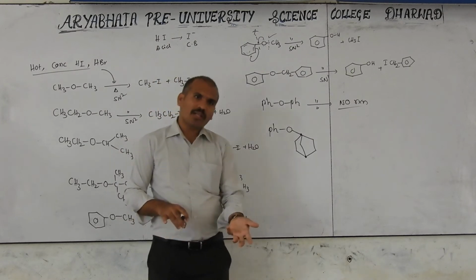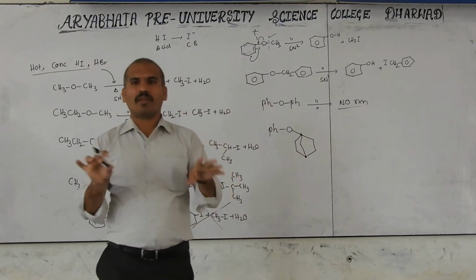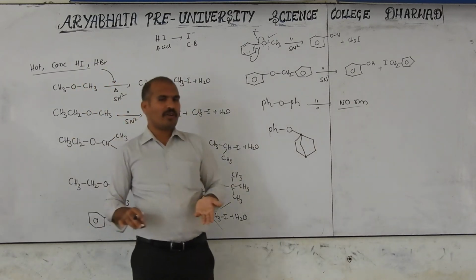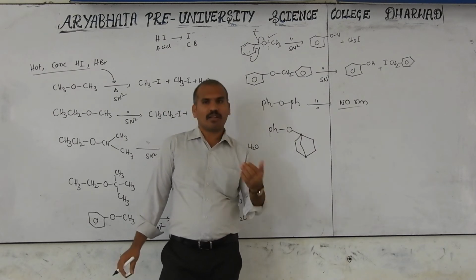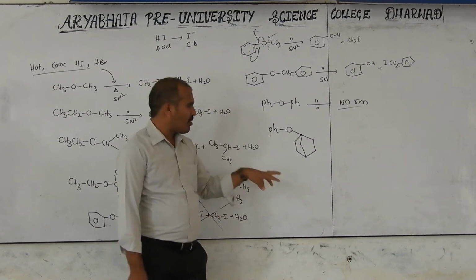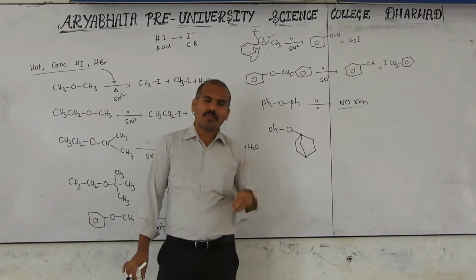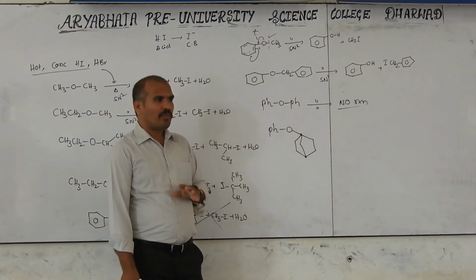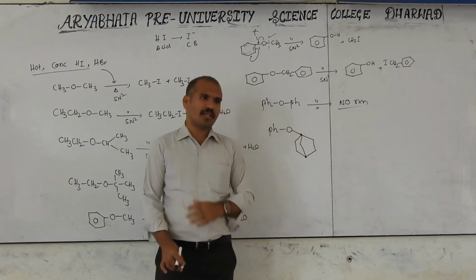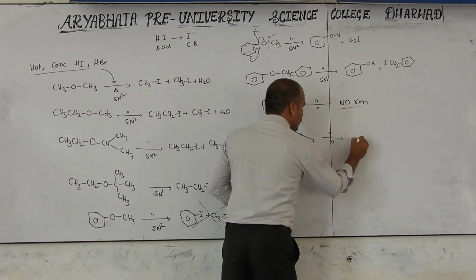If SN2 also, if SN1 also. In SN2, one transition state forms, as you may remember. In SN1, a carbocation forms compulsorily, and the carbocation is planar. But planar is not possible at a bridgehead carbon. So at a bridgehead carbon, planar is missing. That's why for a bridgehead alkyl halide, for this type of reaction, there is no reaction. So here also, no reaction.